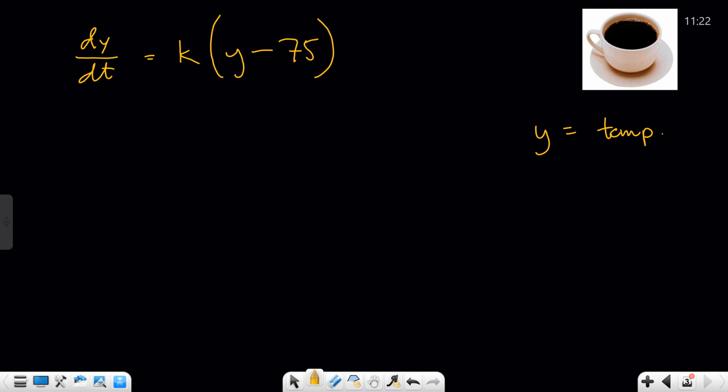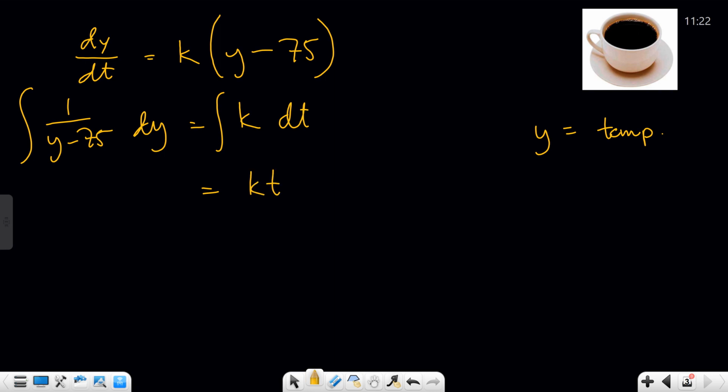Separating differentials again, I get 1 over y minus 75 dy is equal to k dt. Take the integral of both sides. This we talked about already, kt plus c. What's the antiderivative of 1 over y minus 75?